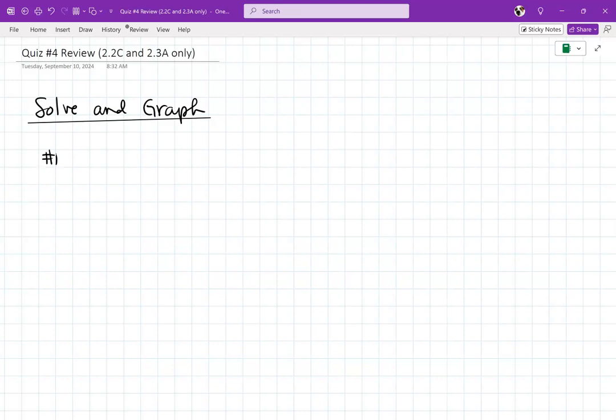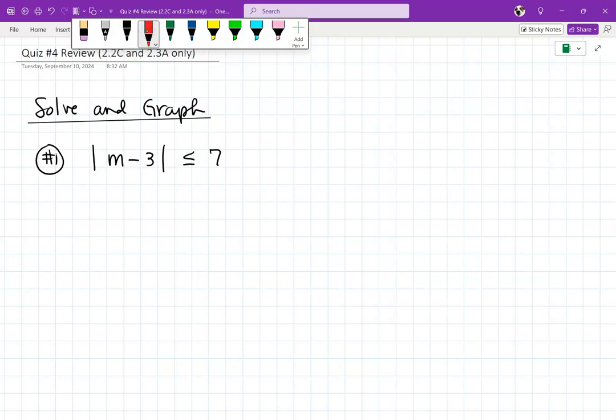So number 1, we'll make it look like this. |m minus 3| is less than or equal to, let's say, 7. Now remember, the first thing that I told you guys is once you have your absolute value isolated, you should decide whether or not this is an and or an or, right? So is this an and or an or? It is an and, right? And the way we know is because it's pointing at the absolute value, not away from it.